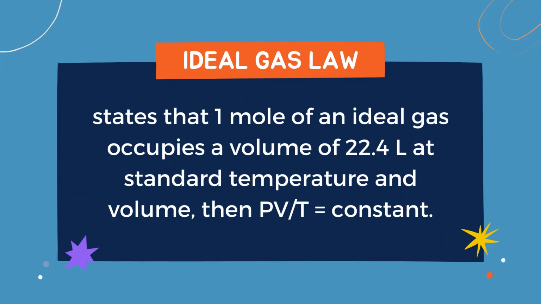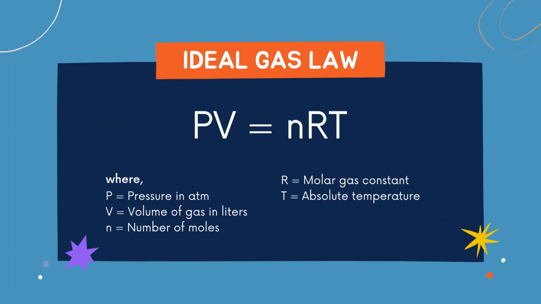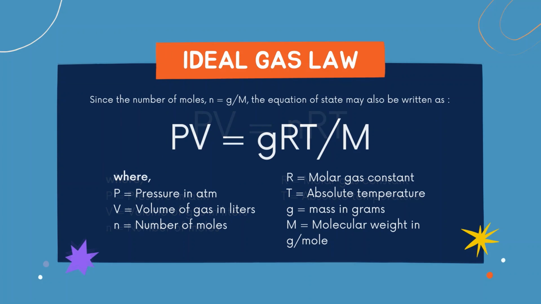The ideal gas law states that 1 mole of an ideal gas occupies a volume of 22.4 liters at standard temperature and pressure. Then, pressure times volume divided by temperature is equal to a constant, and this relationship is expressed as pressure times volume equals the number of moles times the molar gas constant multiplied by the absolute temperature. The equation of state may also be written like this.